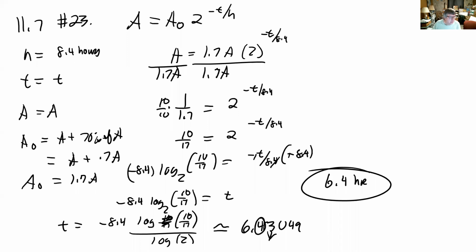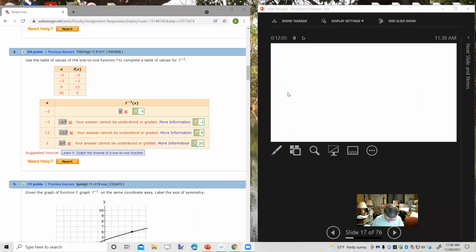Going to go back and look at chapter review. Number 8. Okay. So this is the chapter 11 review and problem number 8. Use the table of values of the one-to-one function to complete a table of values for f inverse.